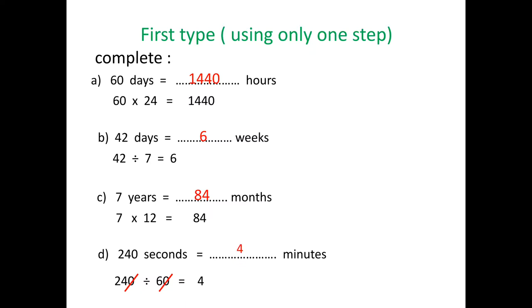Now we are done with the first type. In all of these 4 questions, we got the answer just by doing one step because the question is direct. Second type, using many steps. Now the questions are not going to be direct. Like this example, I'm going to convert from years to weeks.